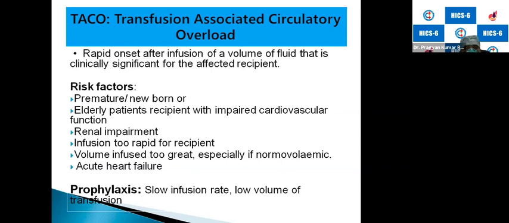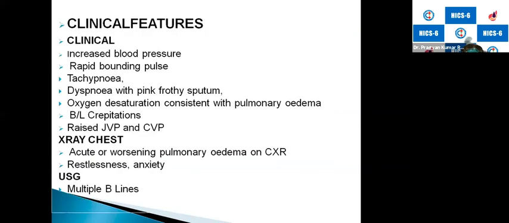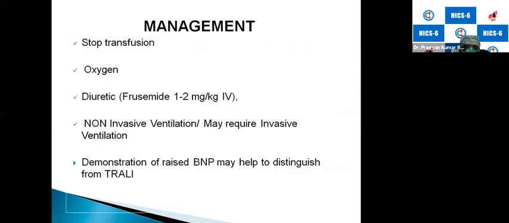And acute heart failure. How to prevent it? Slow infusion rate, low volume of transfusion. So give packed cells, don't give whole blood. Whenever you are giving, try to go a little bit slow, give it over a span of 3 to 4 hours. Clinical features include increase in blood pressure, rapid bounding pulse, tachypnea, dyspnea with pink frothy sputum, oxygen desaturation, consistent pulmonary edema, bilateral crepitations, raised JVP and CVP. Acute X-ray chest will show worsening pulmonary edema, and ultrasound shows multiple B lines.